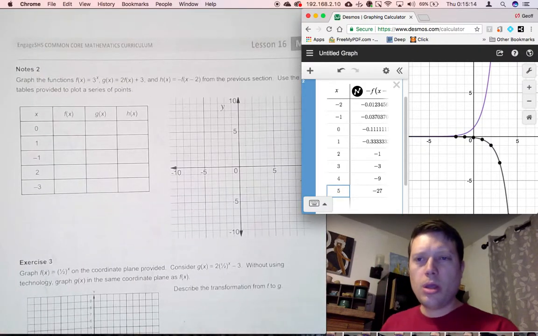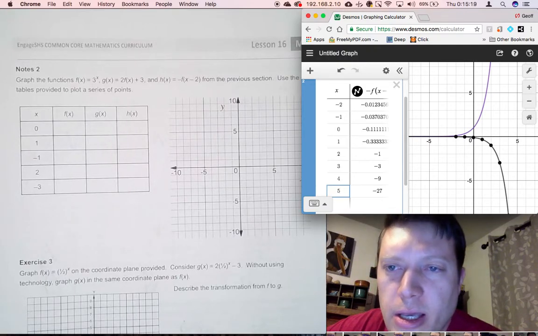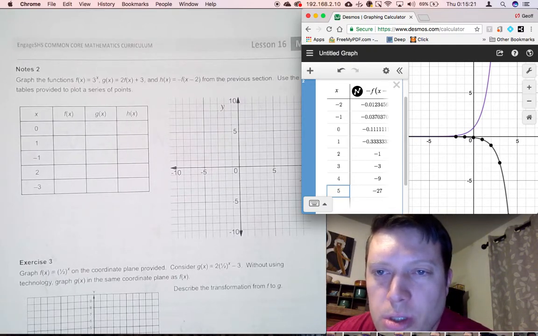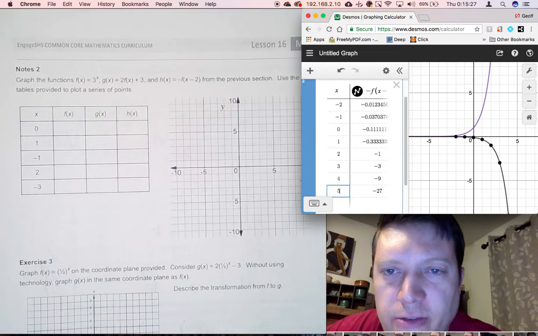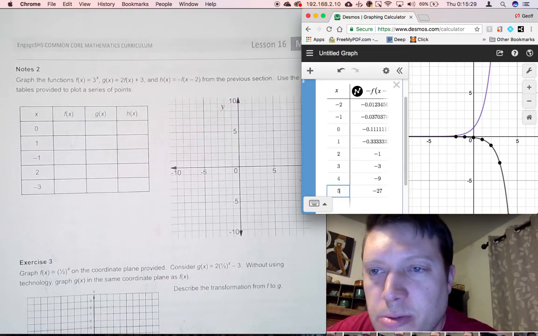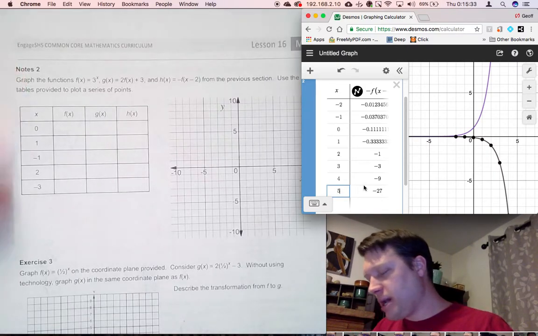Okay. Graph the functions f of x equals 3 to the x, and g equals 2 times f of x plus 3, and h of x equals negative f of x minus 2 in the previous section. Use the tables provided to plot a series of points. So I've kind of got those series of points, or I can just go back and gather.